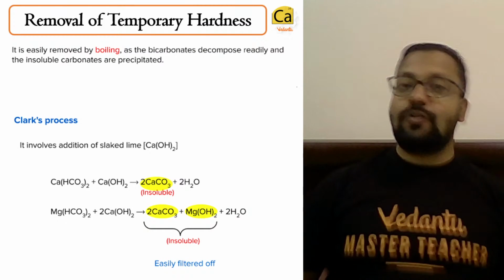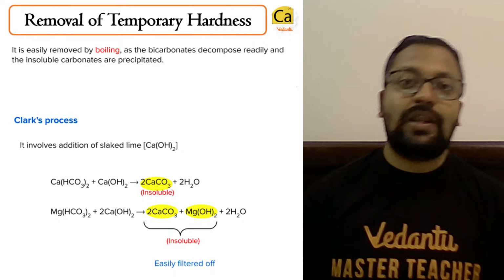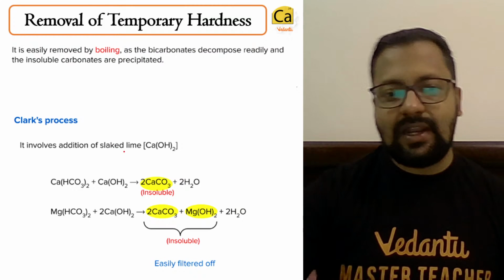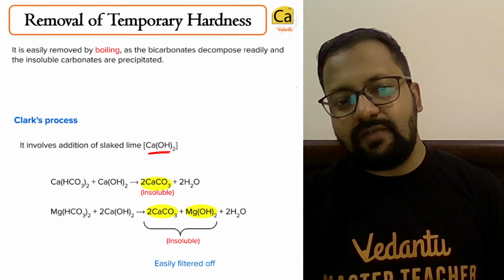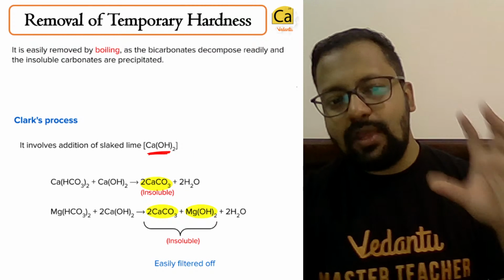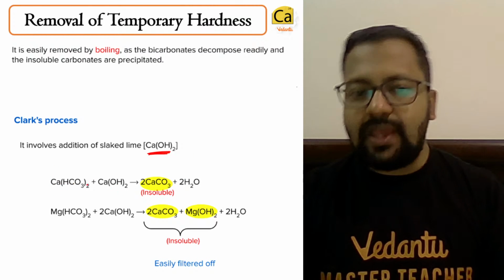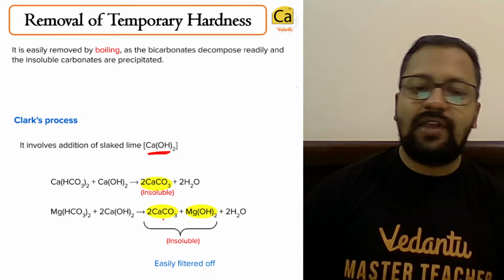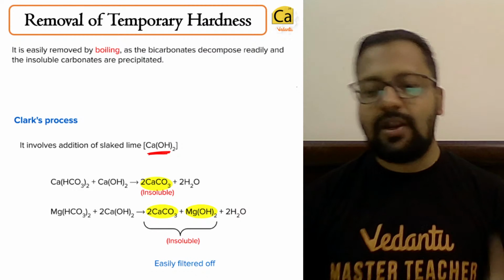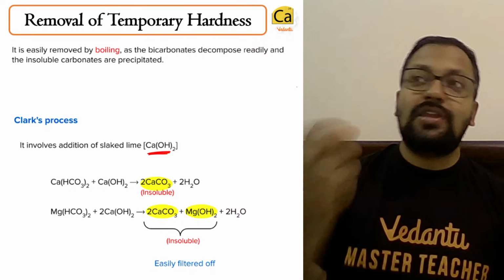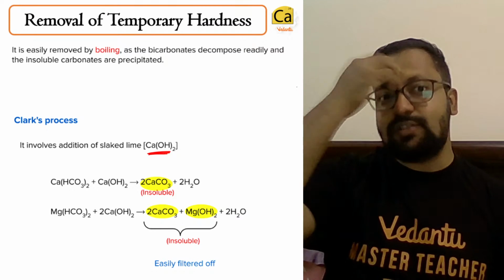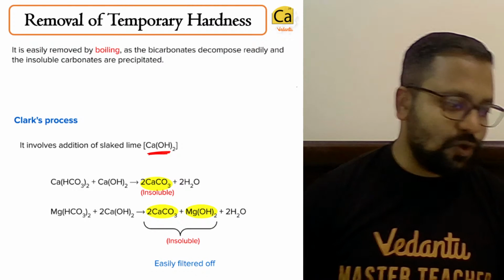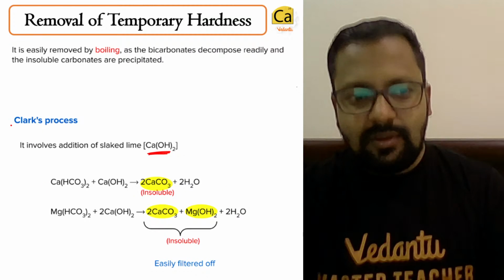There is something also known as Clark's process, in which we treat the sample of hard water with lime, slaked lime, calcium hydroxide. This lime will react with calcium bicarbonate to give CaCO3, which is insoluble. Similarly, magnesium bicarbonate will turn into calcium carbonate and magnesium hydroxide, both of which are insoluble. Magnesium hydroxide is used as milk of magnesia. Gelusil has milk of magnesia. So that is the reason we use Clark's process.